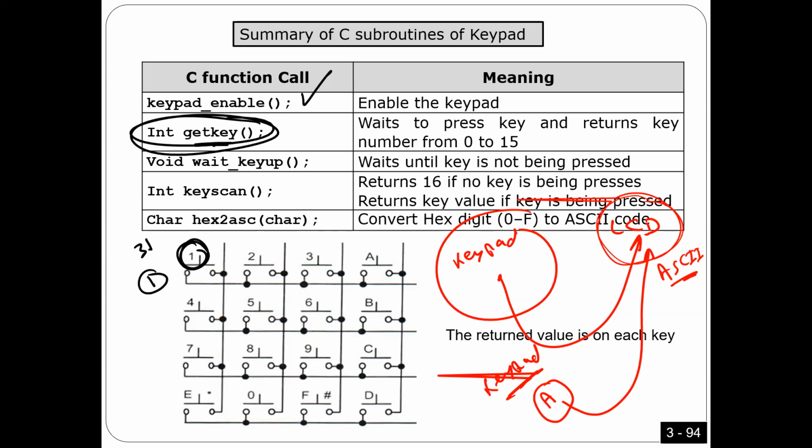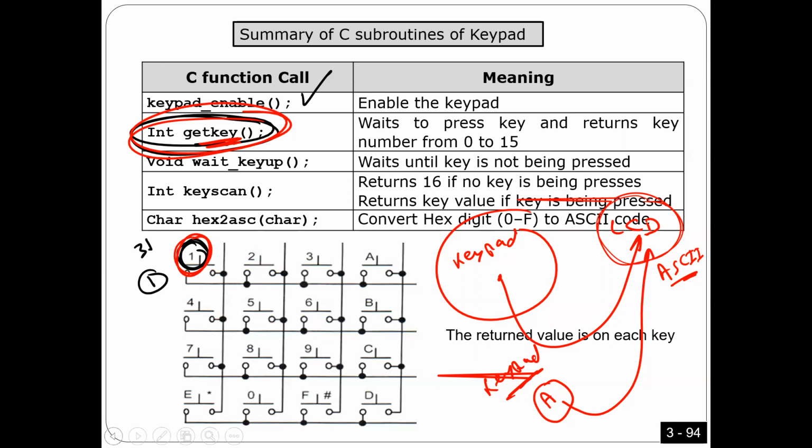However, in C language, if you want to use get key, you are going to get a number, not ASCII. That means whatever I get from the get key, I cannot send directly to the LCD. I have to add 30 to convert to ASCII before I send it. Anyway, it's not a big deal, just a small difference. You can easily convert from number to ASCII, and ASCII to number.